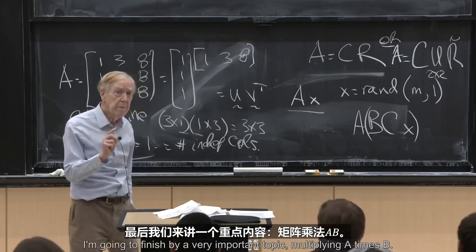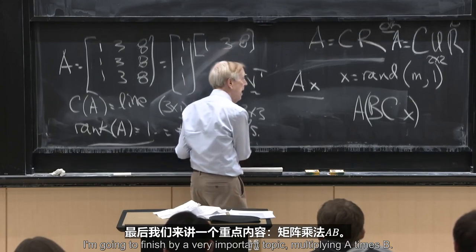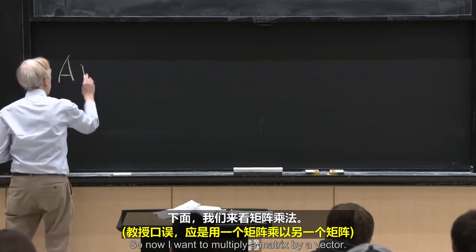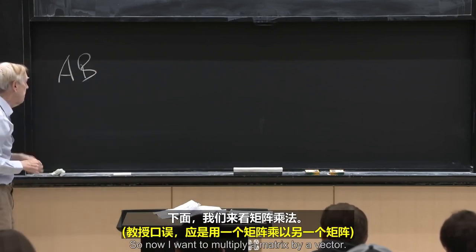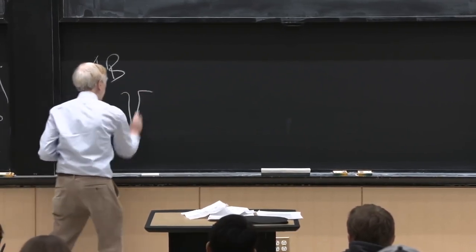I'm going to finish with a very important topic, multiplying A times B. Oh, look, a clean board. So now I want to multiply a matrix by a vector. Okay, everybody knows how to do it.